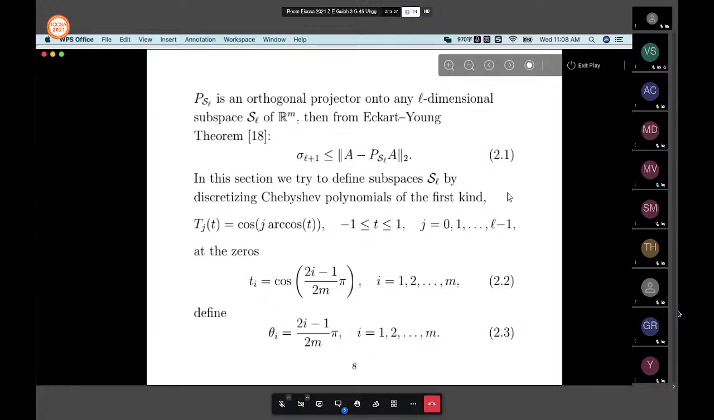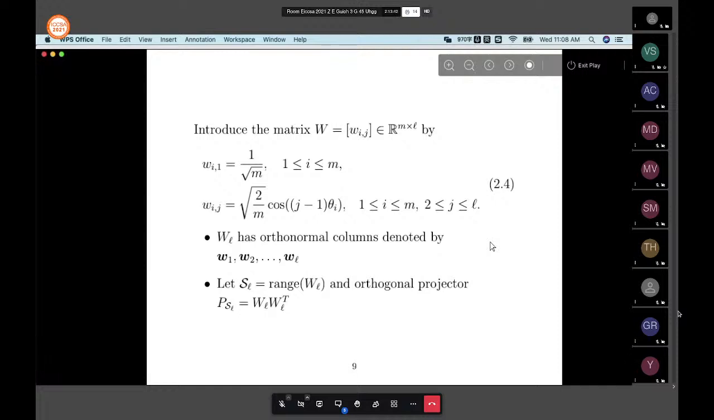And then what we are trying to do is define this subspace S_L by discretizing the Chebyshev polynomial of the first kind, so basically cosine J theta. This is how it's defined. To do so, first we need to introduce the Chebyshev matrix W. So W is defined like this. Basically this is a normalized Chebyshev polynomial discretized at the Chebyshev points, in other words, zeros. And then W_L times W_L transpose would be the orthogonal projector onto the range of this Chebyshev matrix W_L.